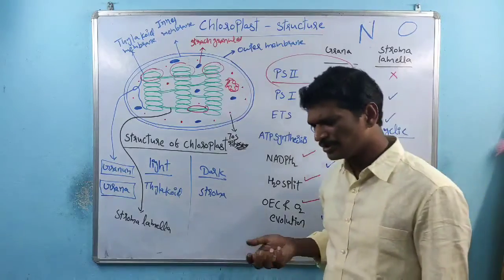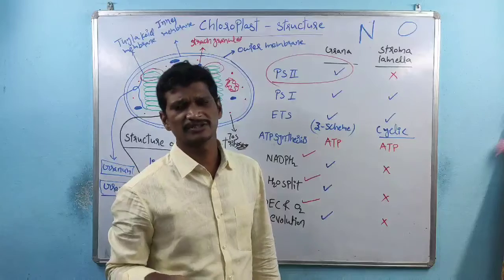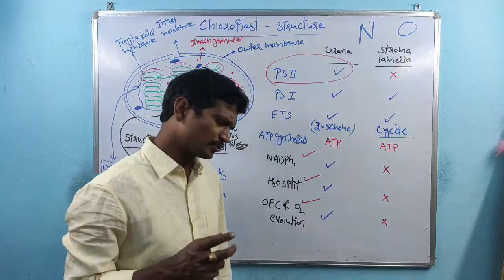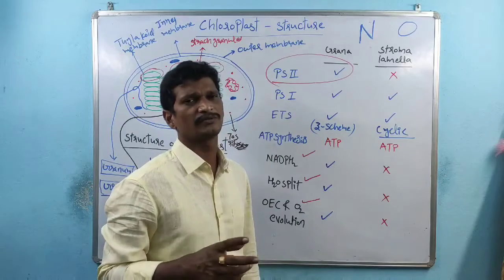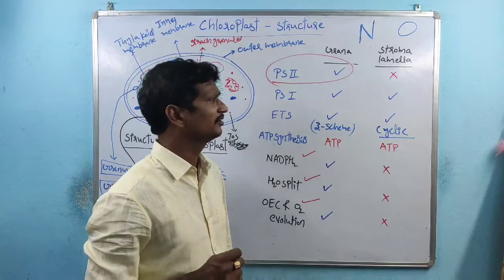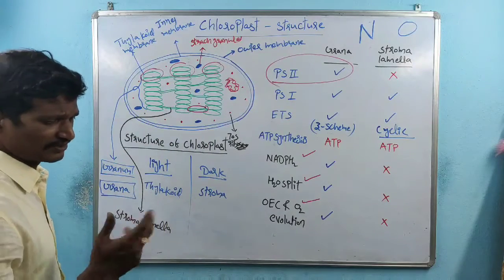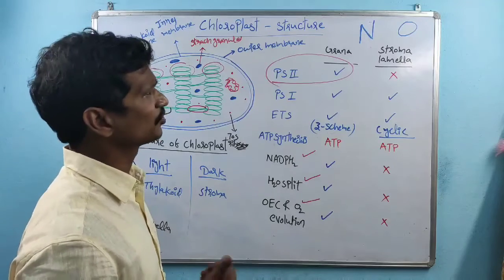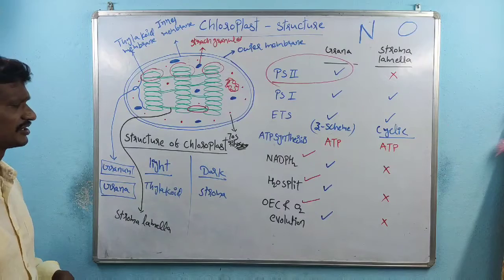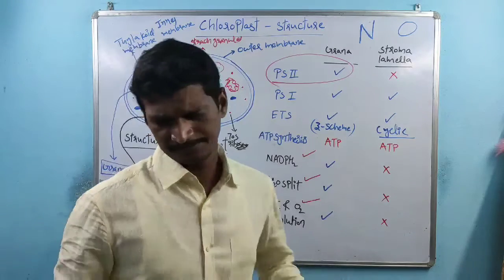So if PS2 is present, the majority of the functions are performed. If PS2 is absent, the majority of the functions are unable to be performed. So within the photosynthesis process, PS2 is a very important component for performing very important functions. So that is about the functional differences between the grana and the stroma lamella. Coming to the next topic, we will discuss it now.